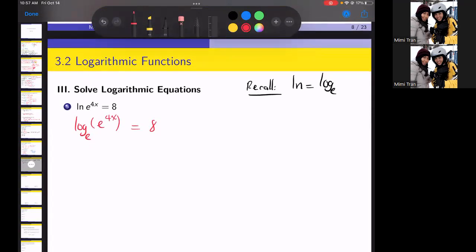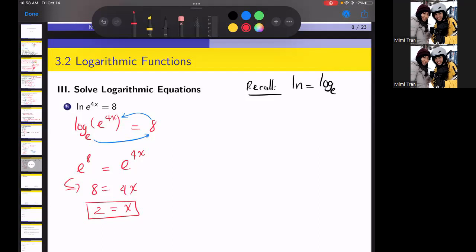Now you do the little arrow thing. Can someone tell me the equation? Yeah. Now the e just drops, right? Now this implies 4x equals 8, so x equals 2. See if it checks out. We can check. I'm going to plug in 2 here, just to see if it's going to equal 8.